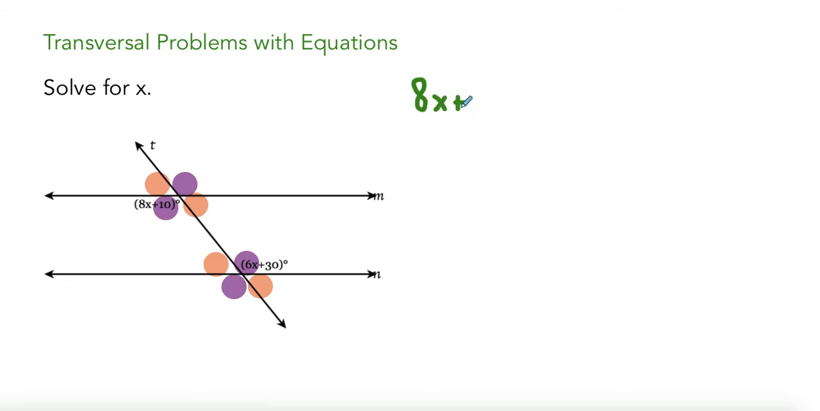8x plus 10 is equal to 6x plus 30. Again, the reason that I'm doing this is because in my model, I see that they're the exact same size, so they're equal to one another. Now I'm going to solve for x. When I have my variable on both sides, I'm going to move one to the other side. So to make it easier, I'm going to subtract 6, and I'm going to subtract 6 on the other side as well.